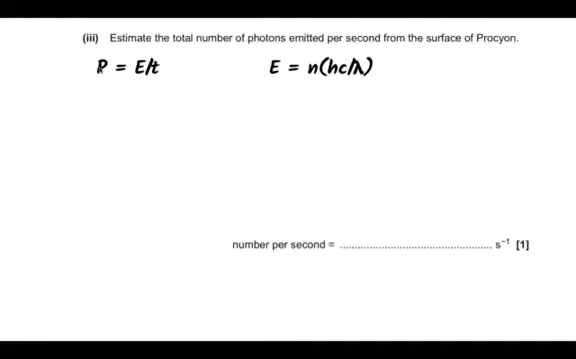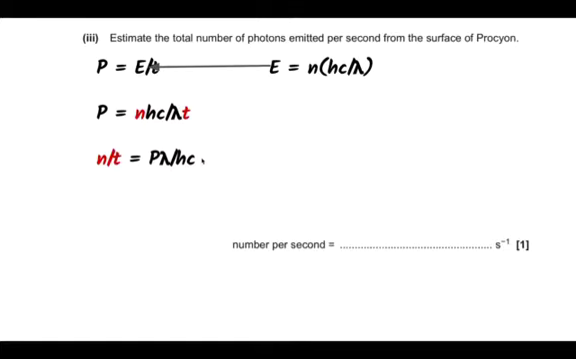So if I make that substitution, put a little arrow to show where my substitution is going, rewrite the equation, P equals nhc over lambda t, and I'm just going to highlight this n and this t that are separated by this dividing line. So that's a number of photons divided by, or per, second. So this red bit here, n/t, is the number of photons per second. So what I would like to do now is rearrange this equation to make the number of photons per second the subject. So n divided by t, the number of photons per second, equals power times wavelength divided by hc.